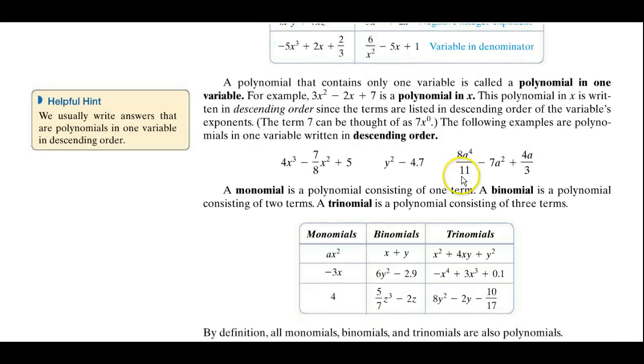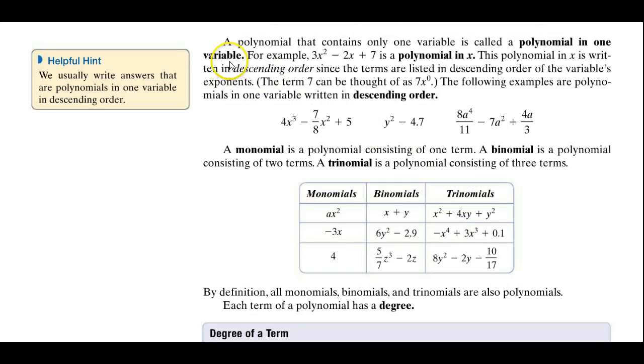Now, when we write them, we often write them in what is called descending order. That we start with the highest power of our variable and then go down. This is descending. Okay?